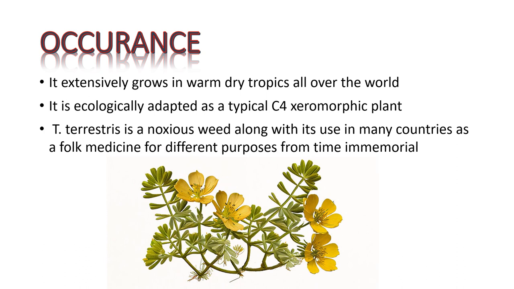In this slide, I am going to tell you about the occurrence of Tribulus terrestris. It is extensively grown in warm, dry tropics all over the world. It is typically adopted as a C4 plant. Tribulus terrestris is an axis weed, along with its use in many countries as a folk medicine for different purposes since time immemorial.